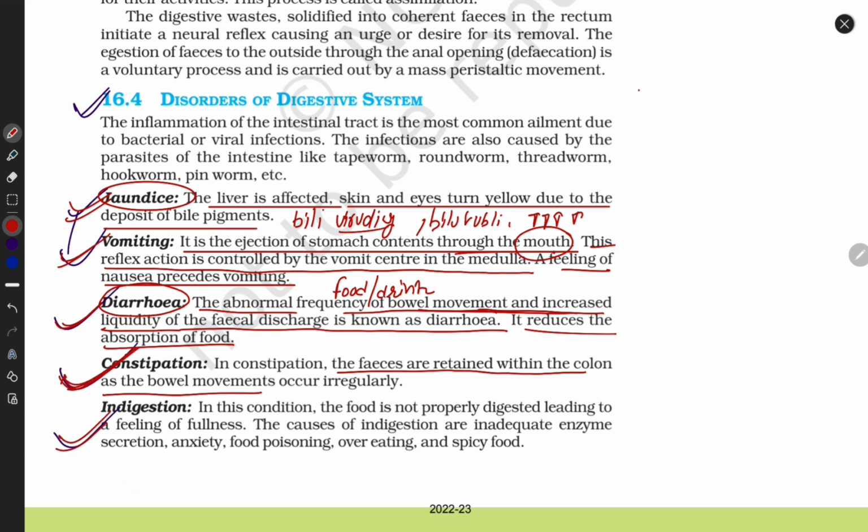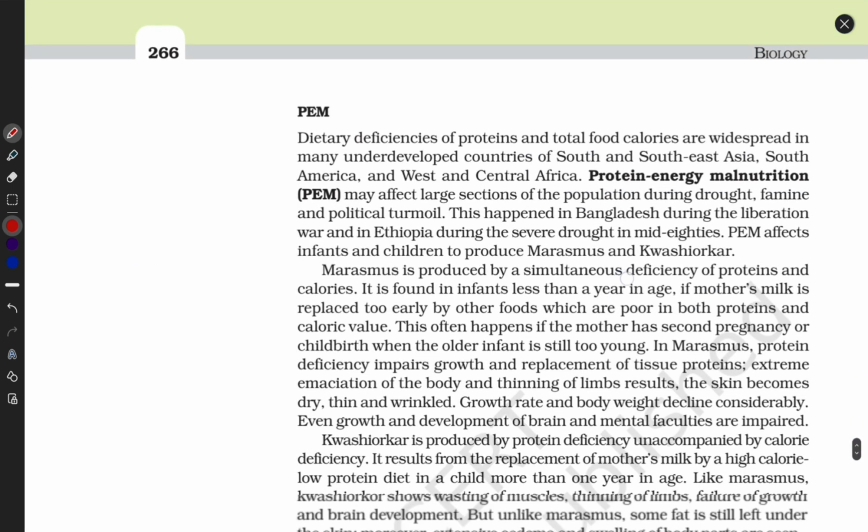What is indigestion? If we take something unhygienic, it is excreted out from the body. So if we eat some toxic substance, then what happens next? The food is not properly digested, leading to a feeling of fullness. The causes of indigestion are inadequate enzyme secretion, anxiety, food poisoning, overeating and spicy food. These are the factors of indigestion. So that's all. I think you're okay.